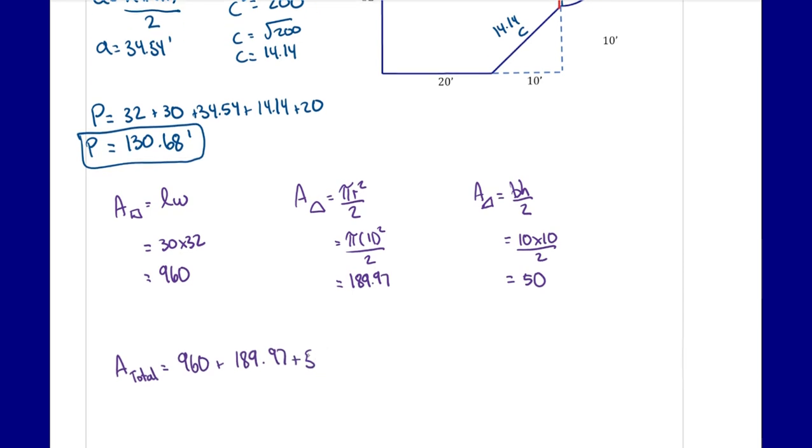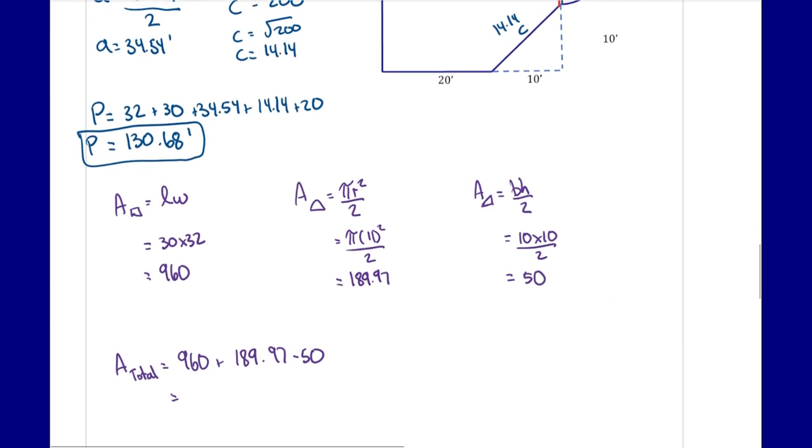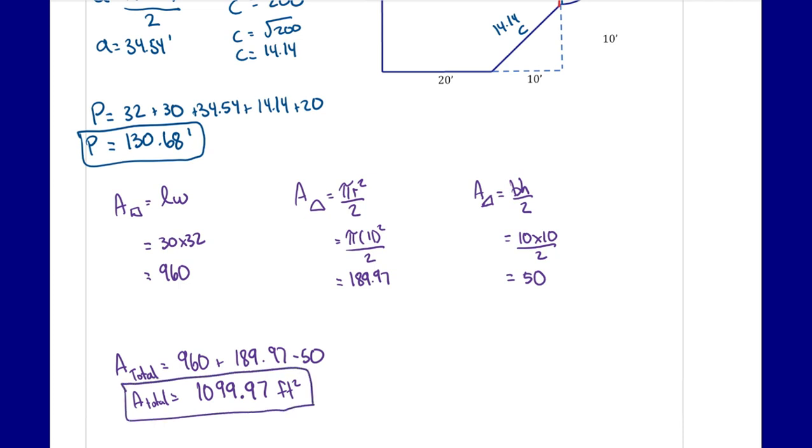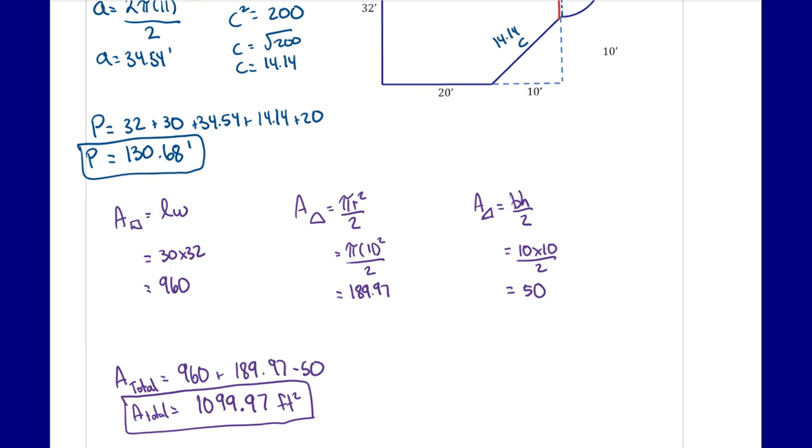or sorry, not plus 50, minus 50, right? Because that triangle is not included, but we did over-exaggerate our shape to imagine we had a square or rectangle there. So I need to subtract that part that's missing. And in the end, we get 1,099.97. And the units, so the little apostrophe meant feet, so this is feet squared. So that means the total area of this floor plan is 1,099.97 square feet with a perimeter of 130.68 feet.